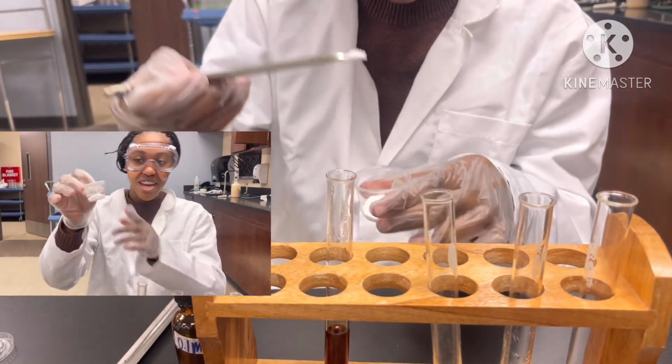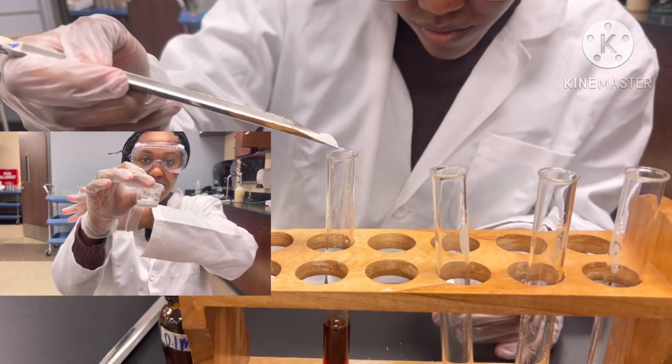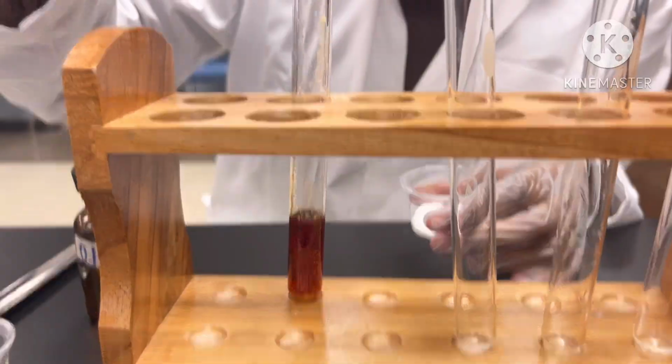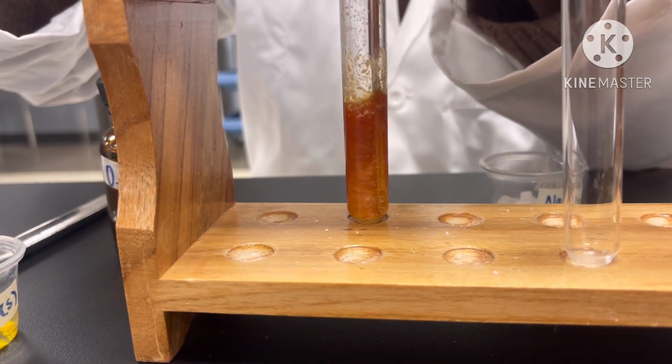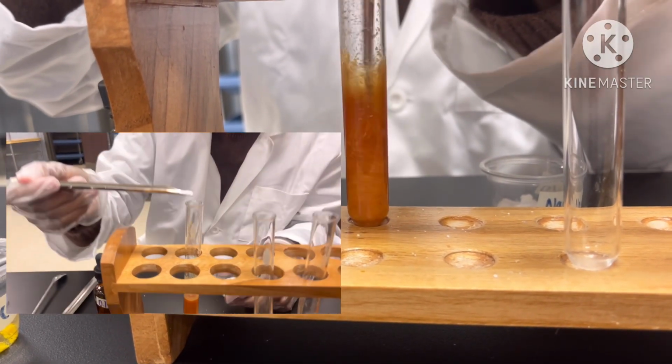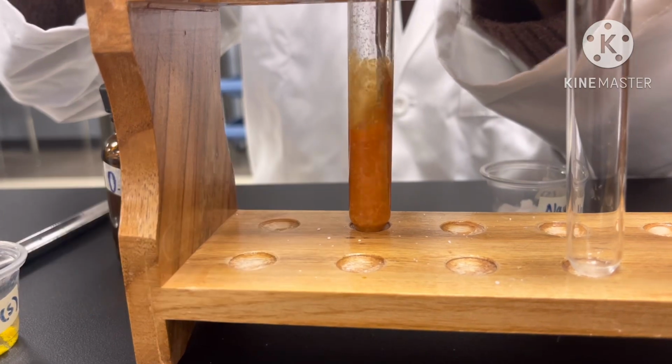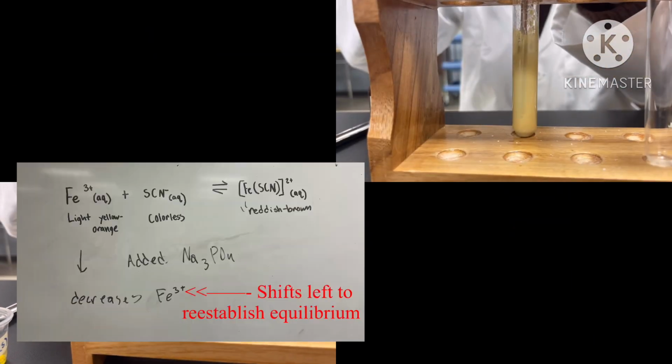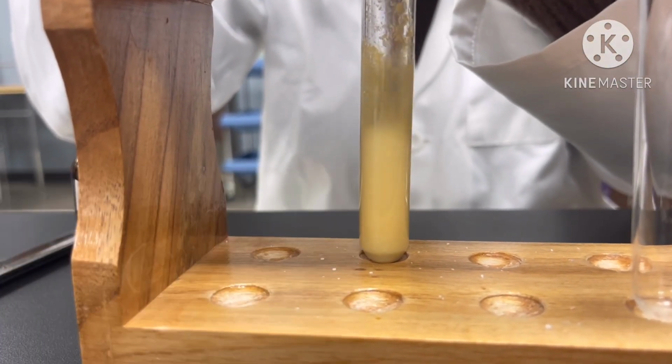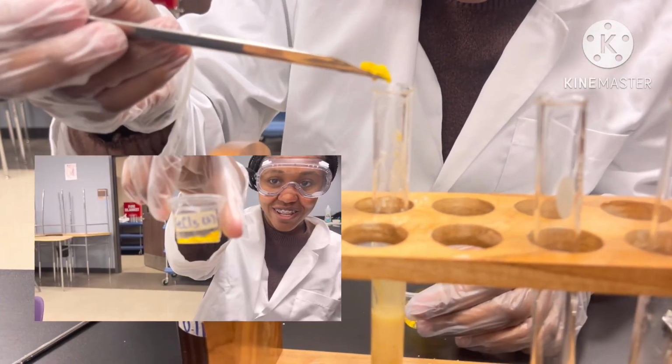By adding sodium phosphate, iron 3 plus ions will precipitate out of the solution, making iron phosphate. This reduces the concentration of iron 3 plus ions in the solution, which causes the reaction to shift left and make a lighter yellow color.